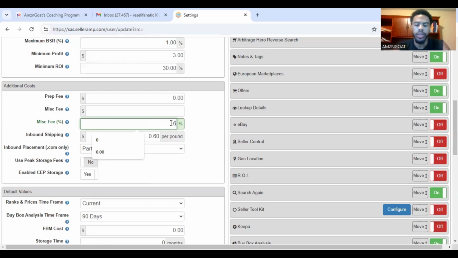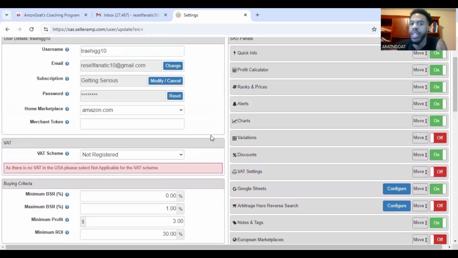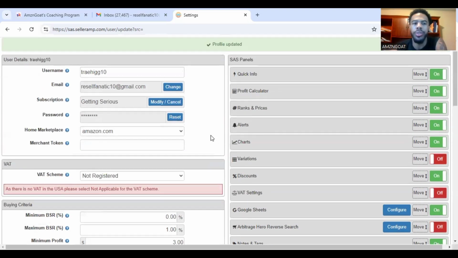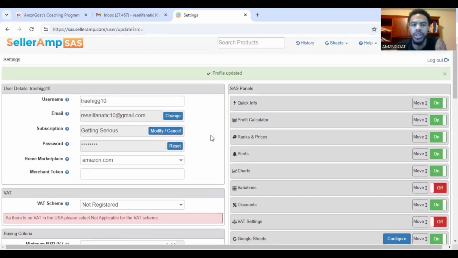So just know that once these numbers get saved in, it doesn't mean it's set in stone. You can always come back in and change your settings based off of what you're looking at. But yeah, those are your SellerAmp settings, what you need to update if you haven't already.